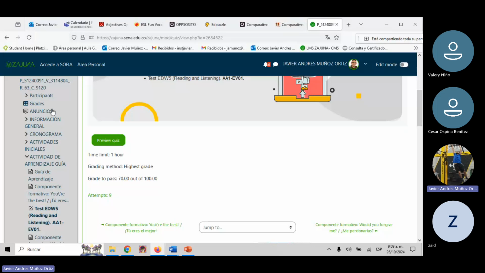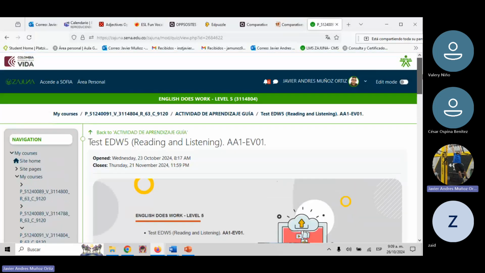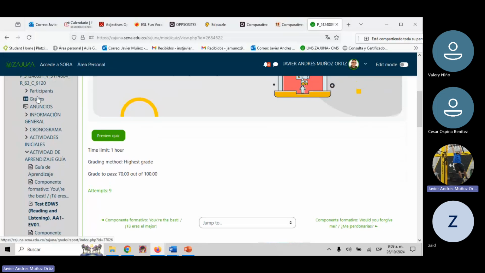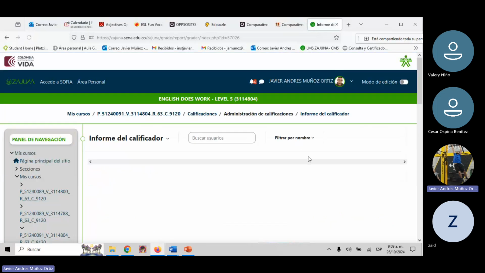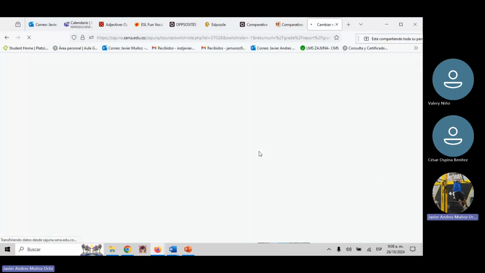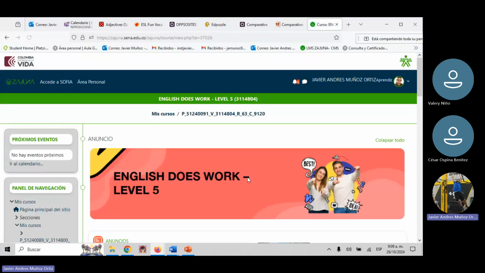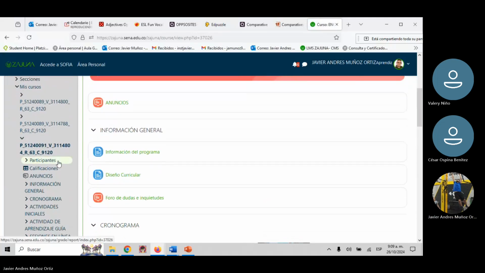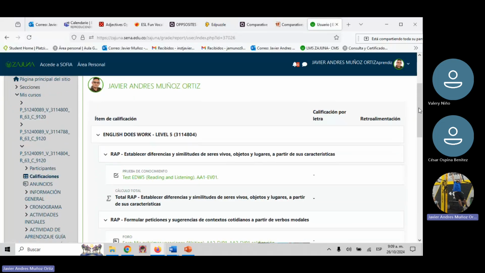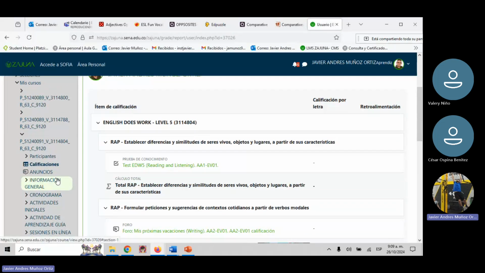When you finish it, on the navigation panel on the left, we're going to find a link called Grades. Once we click on Grades, I'm going to switch the role, give me a second. Yeah, much better. Once we go to the calificaciones or Grades link, we're going to be able to see something like this.